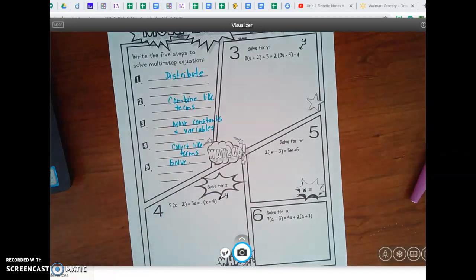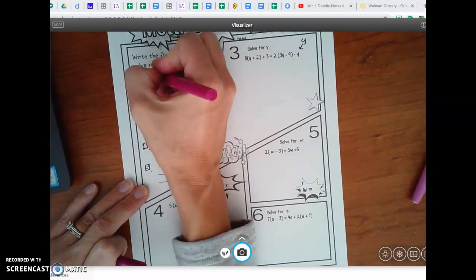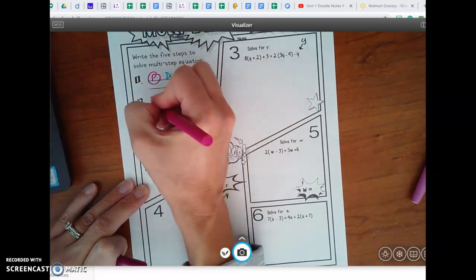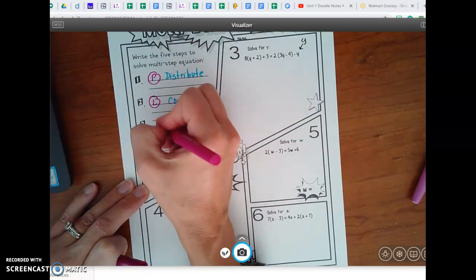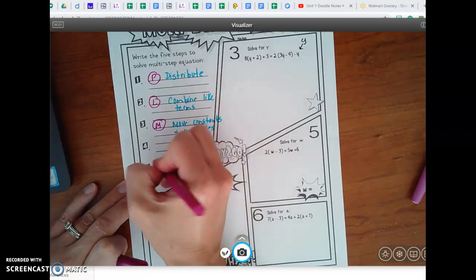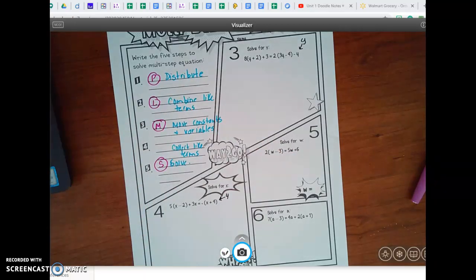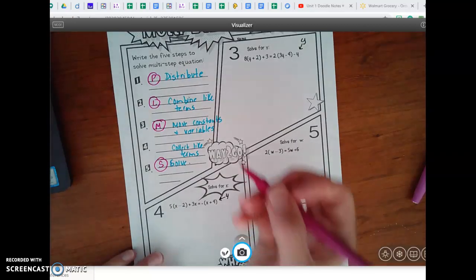All right, the reason I left space there is I'm going to go back through and write some letters in here that should look very familiar to you. All right, so I wrote the letters PLMS. And I wrote those because that should remind you of the name of our school, but it also goes along with our steps to solving equations.